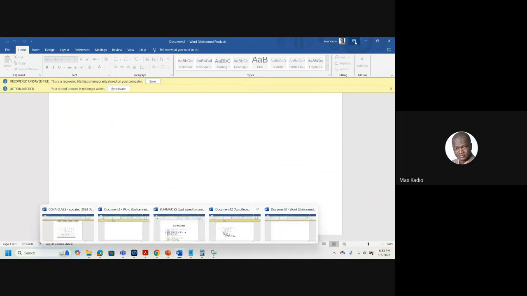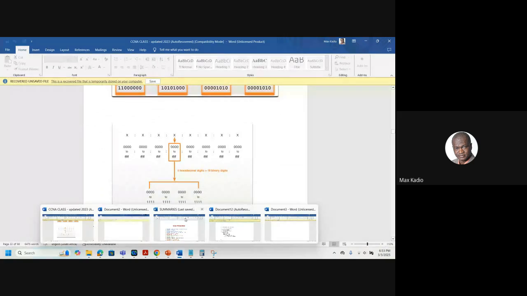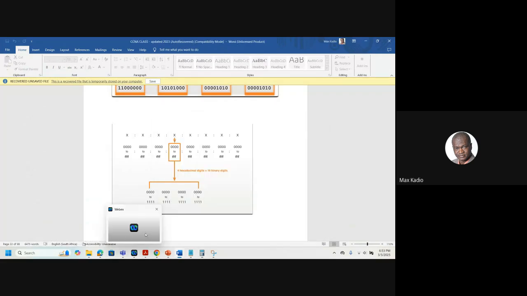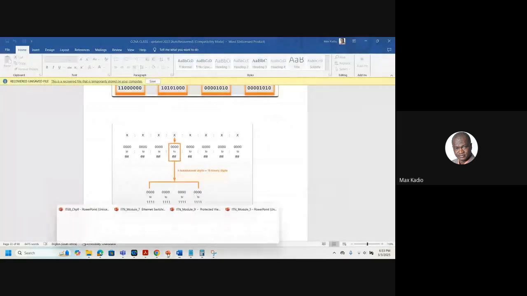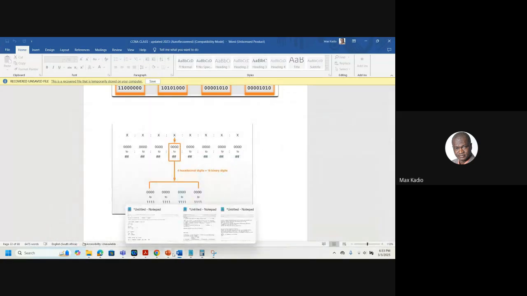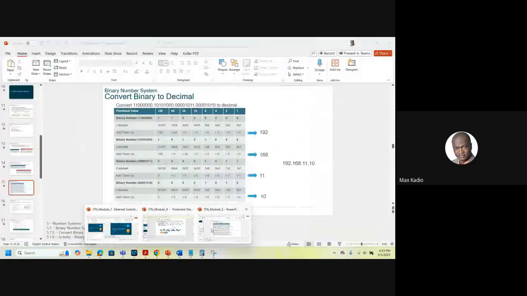So /24, it's something I'll explain a bit later. Let me not explain now if that's going to confuse you. Let us wait until you go to chapter 11, then I can explain properly. But for now, just take it as it is. For now, no, it's not this one. Chapter 9.